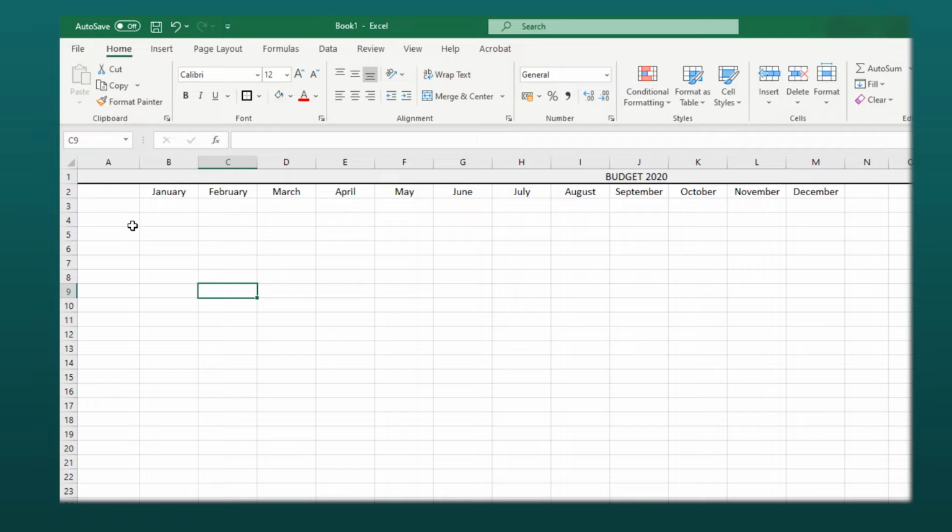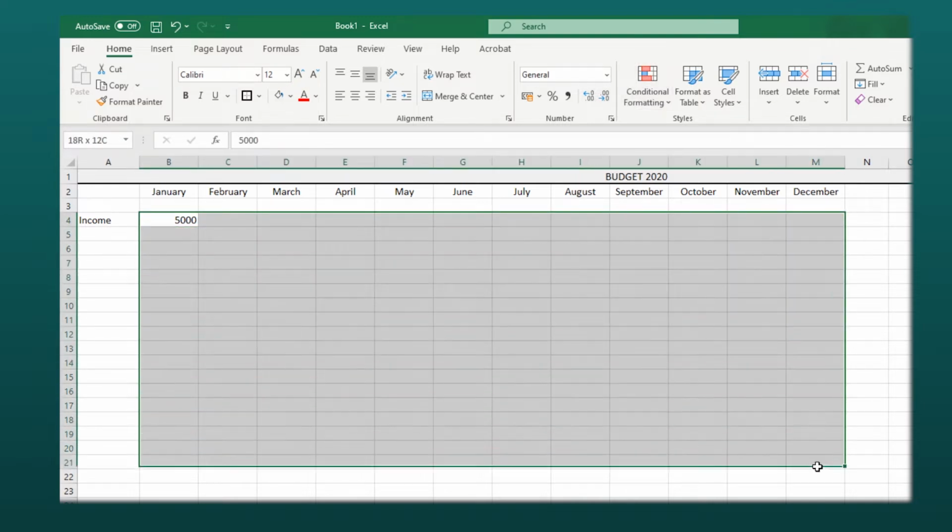Afterwards, you will start thinking about your income. That is just the net income that you receive on your account every month, so you write down income. We will assume that we had an income of 5,000 Swiss francs per month. So you put in for each month 5,000 francs.